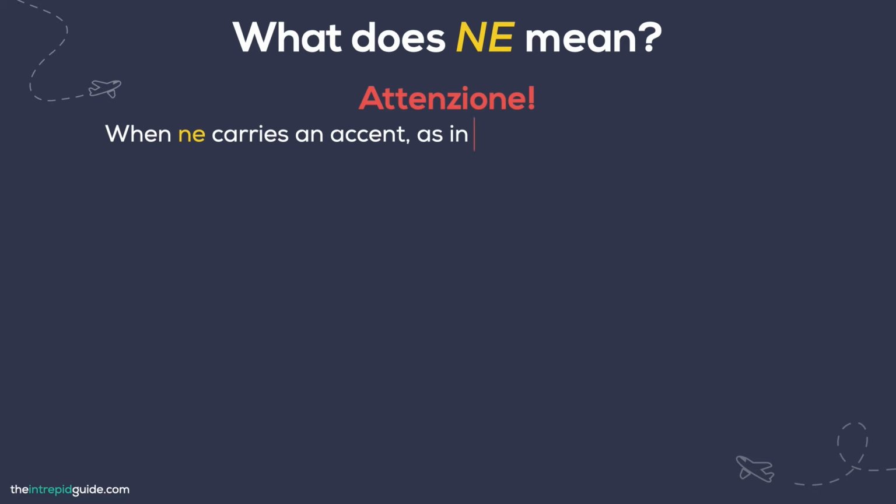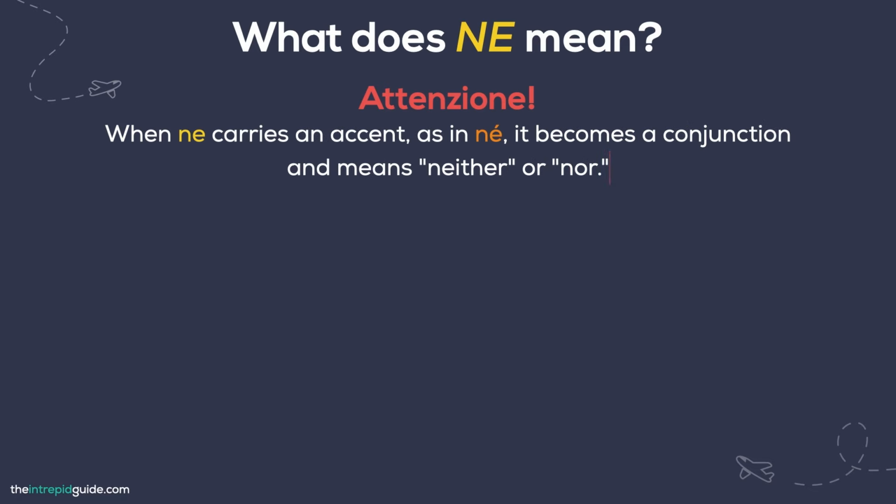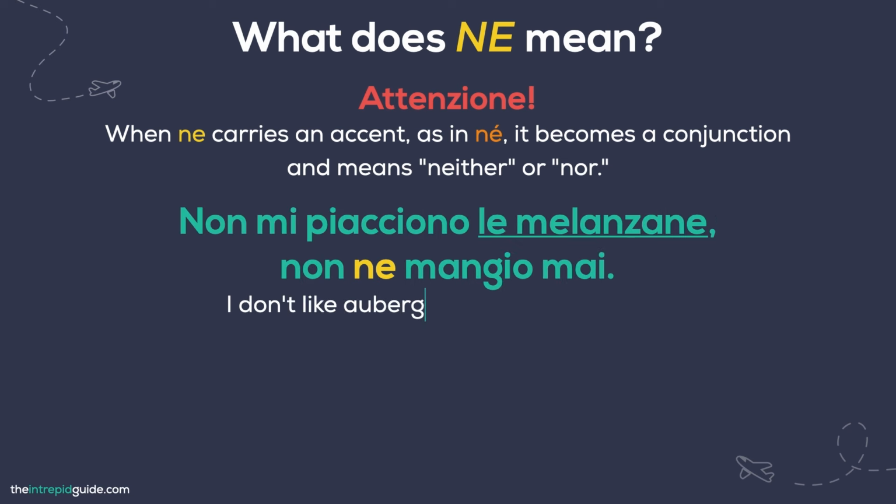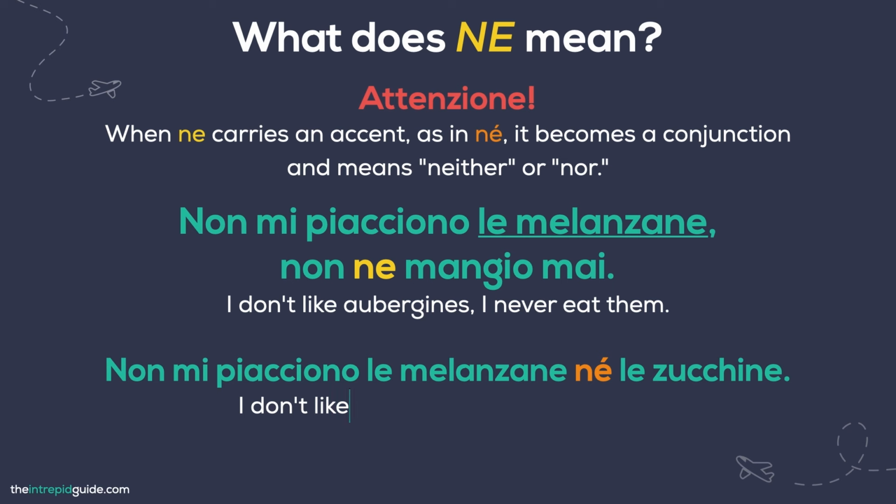One important thing to note is that when ne carries an accent, as in né, it becomes a conjunction and means neither or nor. For example, non mi piacciono le melanzane. Non ne mangio mai. I don't like aubergines. I never eat them. Ne stands for le melanzane, aubergines. Non mi piacciono le melanzane né le zucchine. I don't like aubergines nor courgettes. Né means nor.